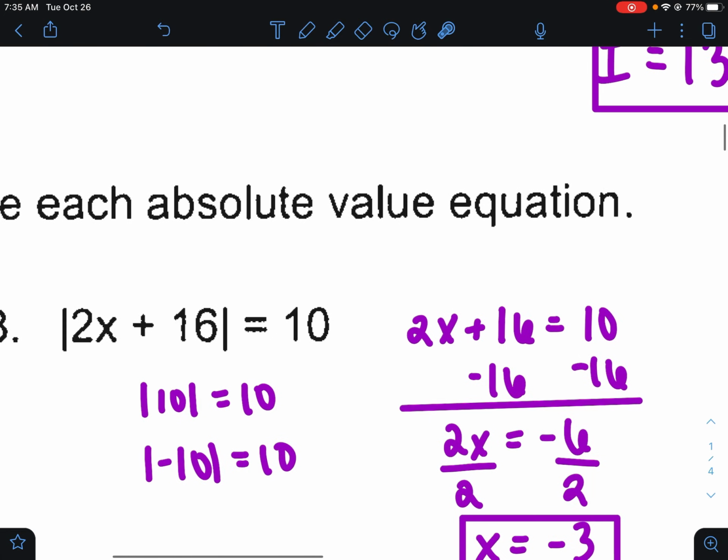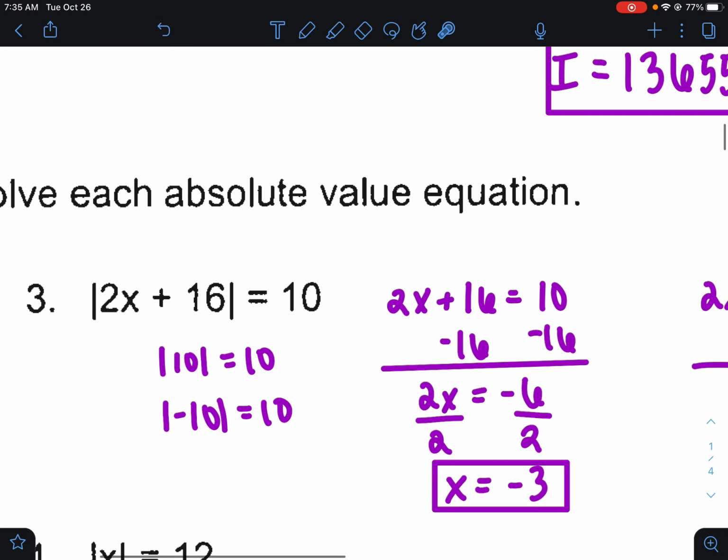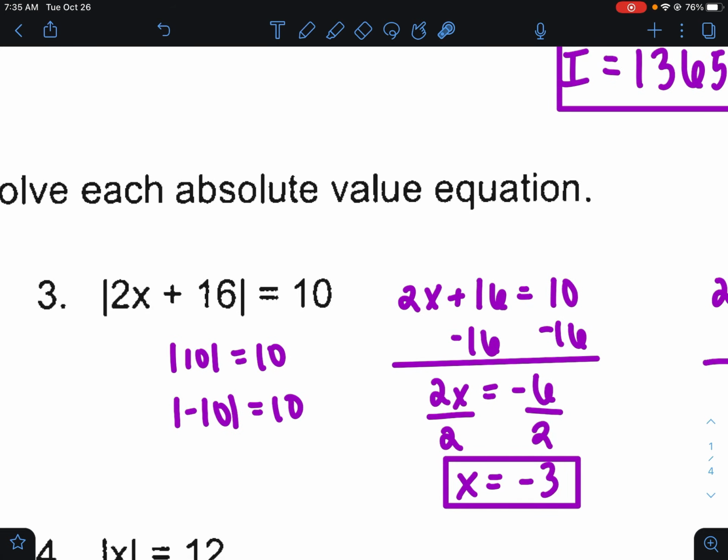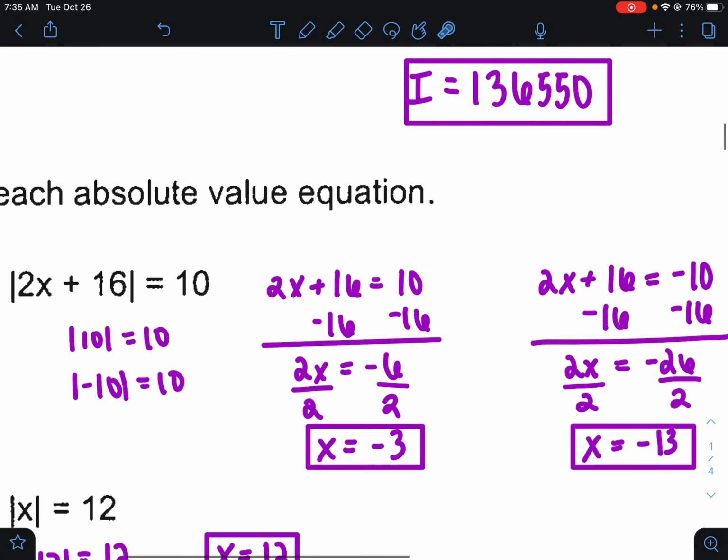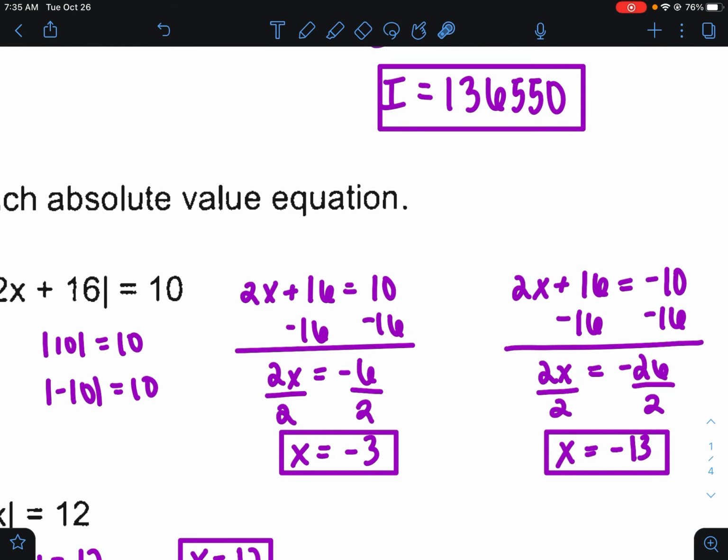Now with these here, we're solving each absolute value equation. What we have to remember with these absolute value equations is that the absolute value of a positive 10 gives us 10, and the absolute value of a negative 10 would also give us positive 10. So what that means here is we have to write 2 expressions: the expression equal to a positive 10 and the expression equal to a negative 10.